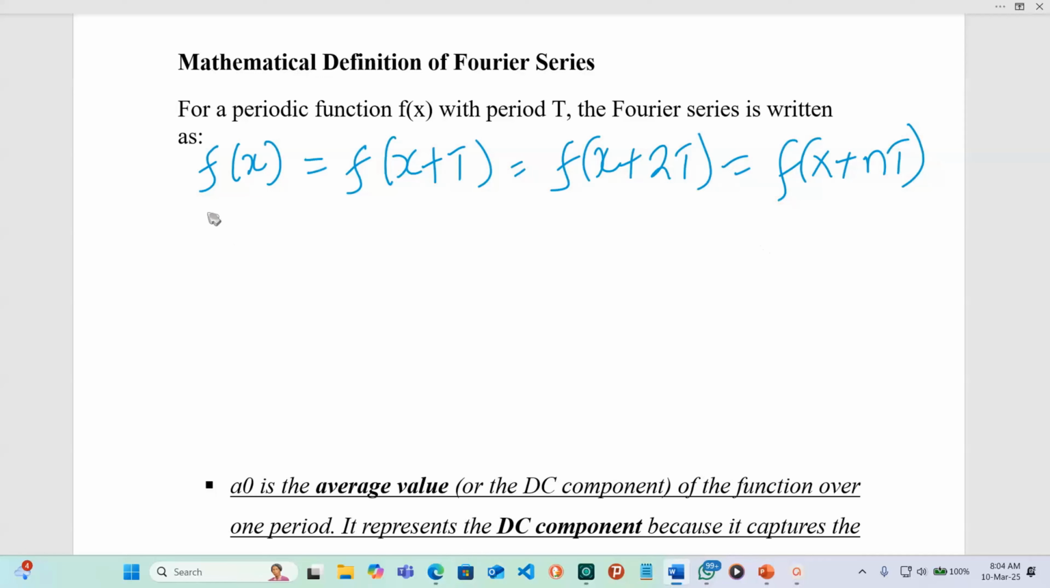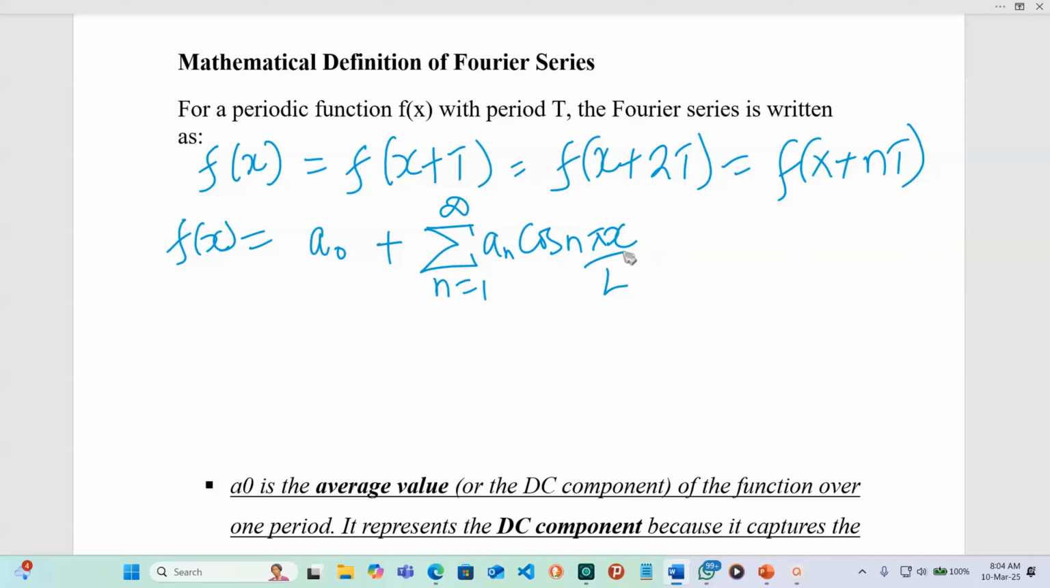So that means this f(x), if this now is confirmed that it's a periodic function, then it can be expressed in the form of a Fourier series, whereby it is going to be equal to a_0 plus the sum from n equals 1 up to infinity. Then we are going to have a_n cos(nπx/R), whereby R is half the period.